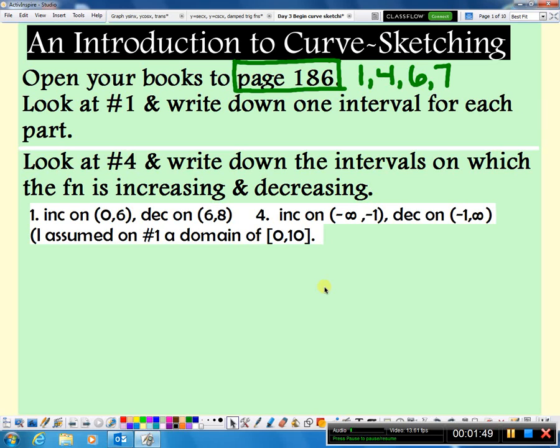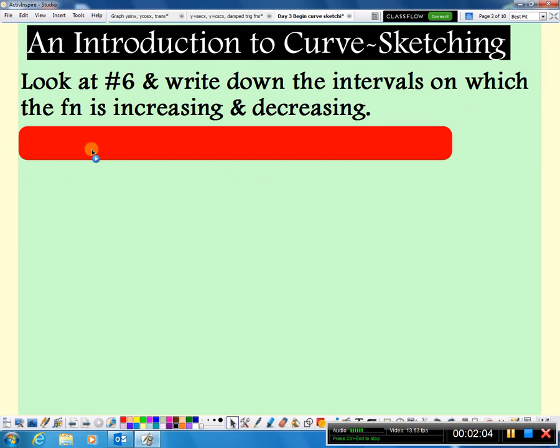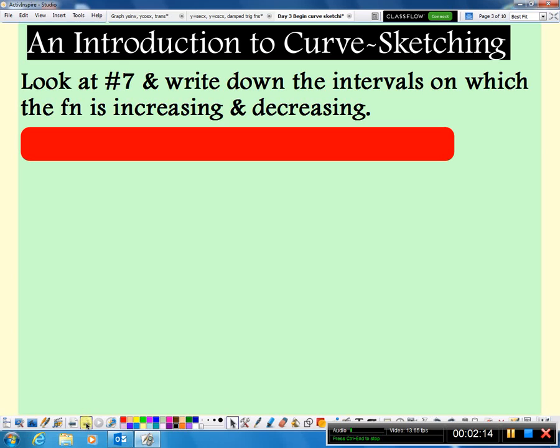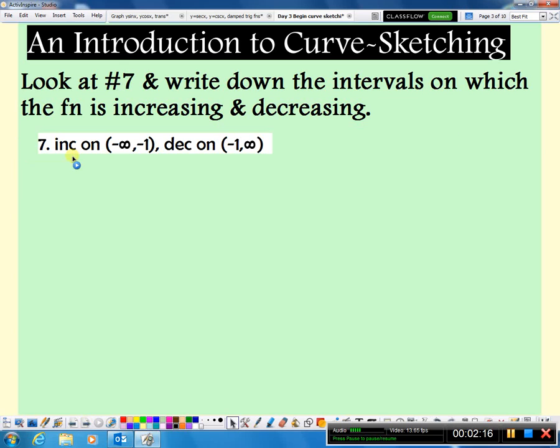So how'd you do on number 1? How'd you do on number 4? Do you need to pause the video and talk about this, make corrections, that kind of thing? If so, just do that. Pause the video and then make your corrections. Check number 6. How'd you do? Again, if you need to pause the video, talk these over, try to make things right. And number 7.